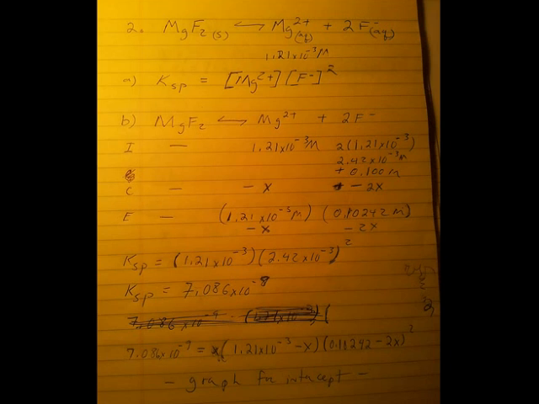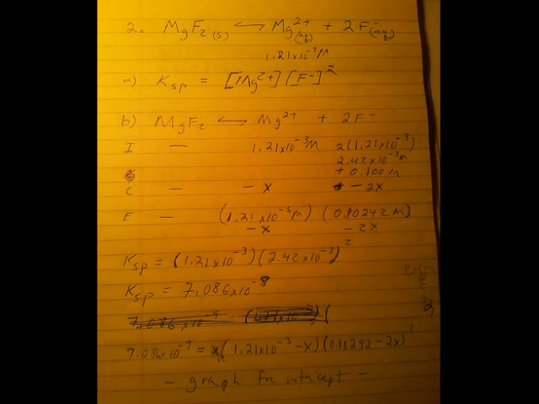So I set up an ice table, and it's a little bit different. We have our original concentrations, our initial concentration rather, of magnesium ion and of fluoride ion. Now notice on fluoride ion I also added in the 0.1 molar. We had 0.1 moles in 1 liter, so 0.1 molar of fluoride ions.